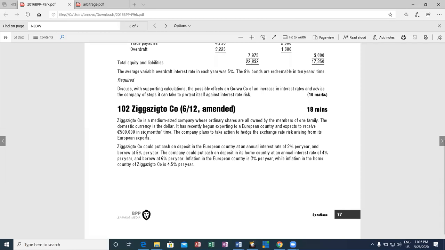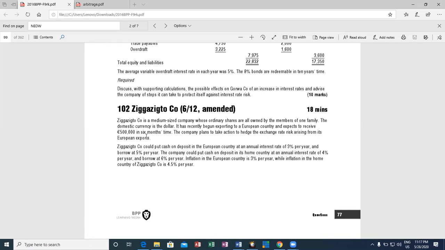So Zigazigito Company is a medium-sized company whose ordinary shares are owned by members of one family. The domestic currency is the dollar. Please read that very well. The domestic currency is what here? The dollar. It has recently begun exporting to a European country and expects to receive €500,000 in 6 months' time from now. The company plans to take action to hedge the exchange rate arising from the European exports.